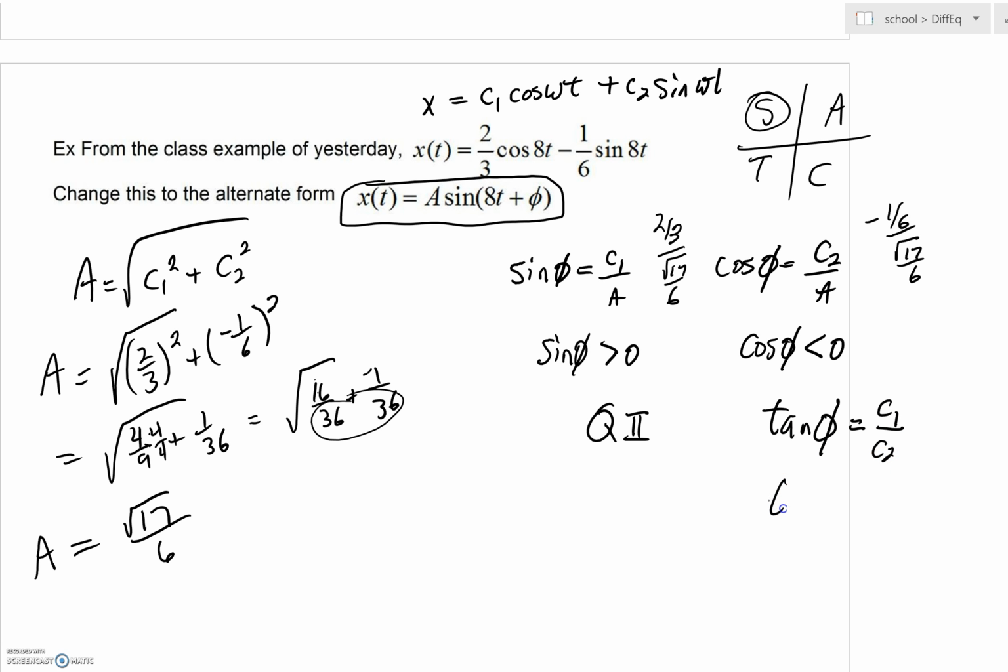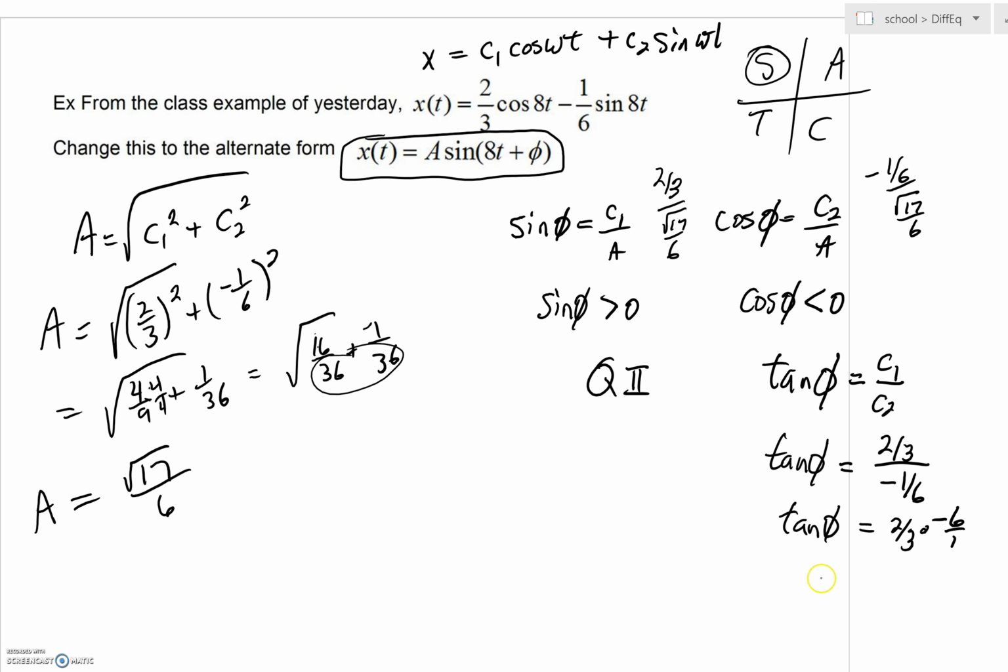And what you can see very fast then is, and we're going to want to do this in radians, we'll have 2/3 all over a -1/6. Now, 2/3 divided by -1/6, we can, of course, reduce and simplify. It would only take a moment to do that. 2/3 is going to get multiplied by this reciprocal of -6 all over 1. And it only takes you a moment to see that really the tangent of phi is going to be -4.